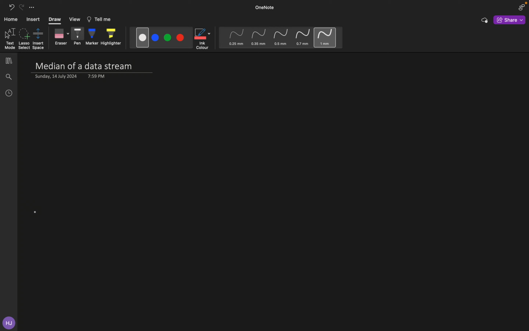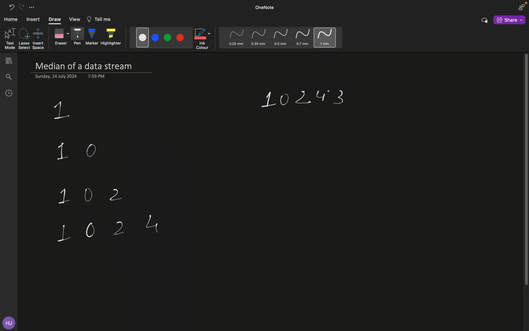So let's get started with this question. Basically, in this question we are given a stream of integers, like in the format of 1, 0, 2, or 1, 0, 2, 4, or we could be given a stream like 1, 0, 2, 4, 3, something like this. We need to figure out the median of the numbers whenever a number is being added to the stream.